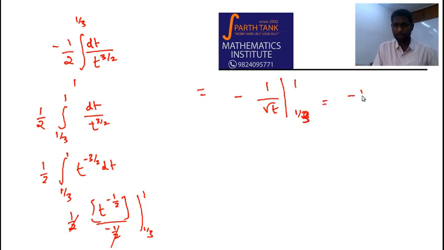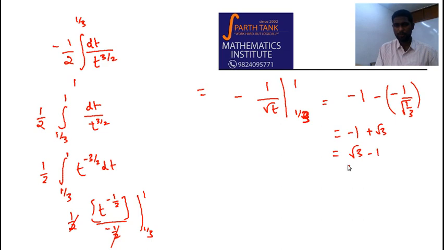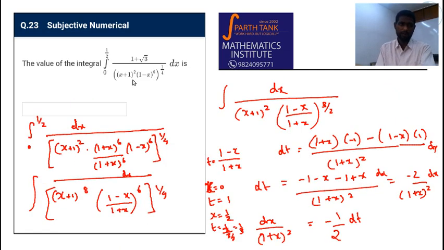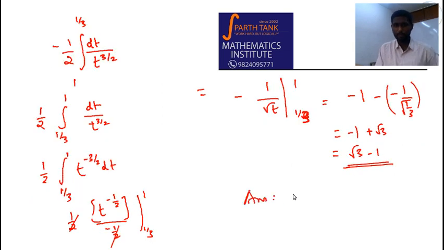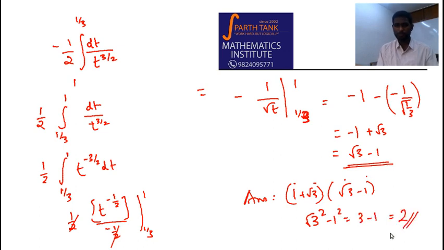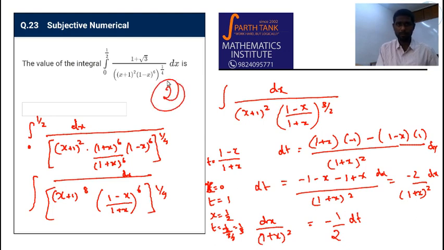This becomes minus 1 minus of minus 1 by root of 1 by 3. This becomes minus 1 plus root 3 or root 3 minus 1. Now remember, we had dropped this 1 plus root 3 in the beginning. So now the actual answer is that 1 plus root 3 into this root 3 minus 1. This is like a plus b into a minus b. So a squared minus b squared, root 3 squared minus 1, which is 3 minus 1, 2. So the answer to this whole integral is 2.